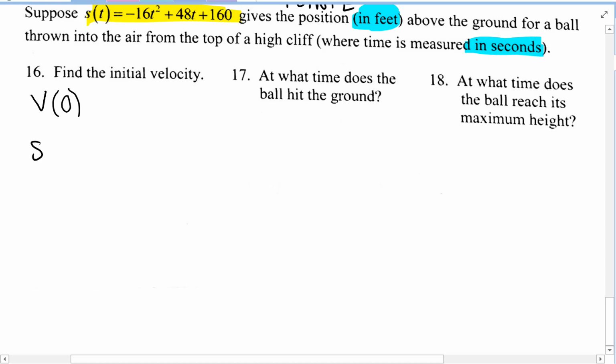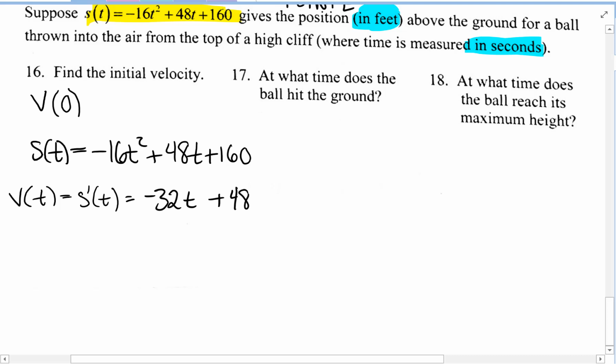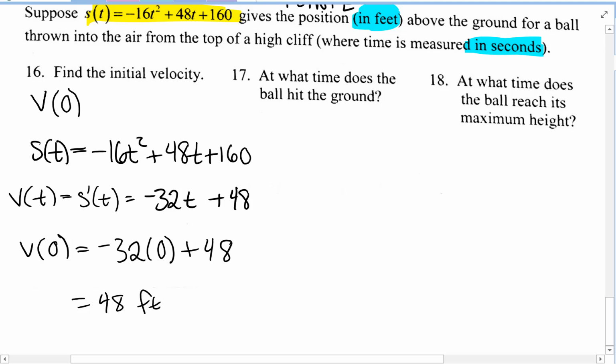The position function we need to derive in order to get our velocity function. Negative 32t plus 48 is the velocity function, and now I want to know the velocity at 0. So that would be 48. Velocity is measured in units over time, so feet per second.